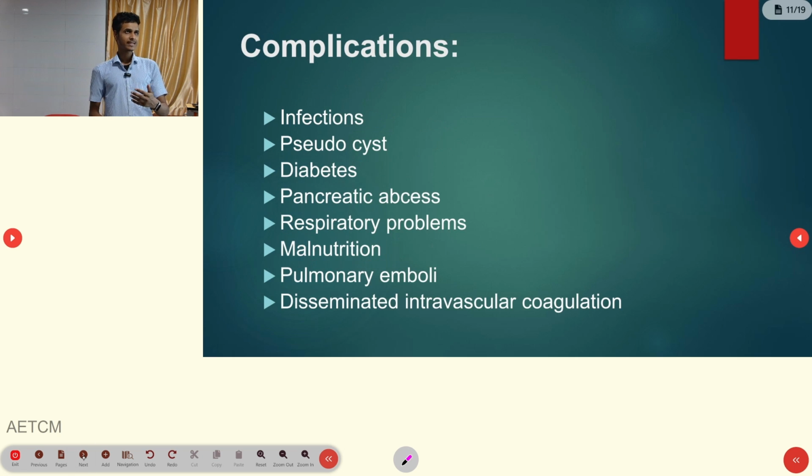So complications in pancreatitis: infection is one of the complications, pseudocyst, and then diabetes. Because of that there will be a problem in the endocrine function, so there will be a problem in the insulin secretion. Because of that reason it can lead to diabetes. And then pancreatic abscess, respiratory problems, malnutrition, pulmonary emboli, disseminated intravascular coagulation.